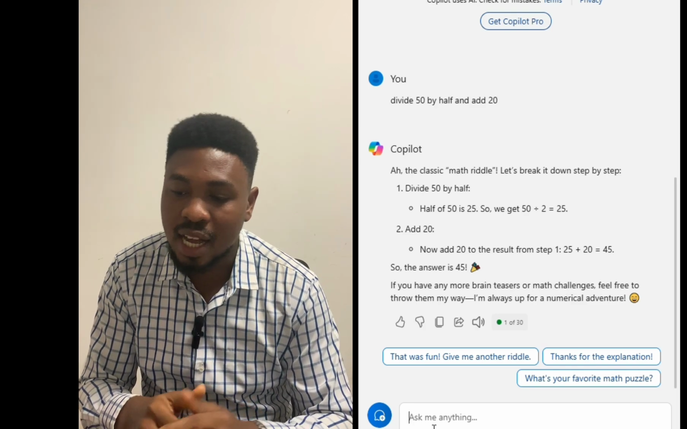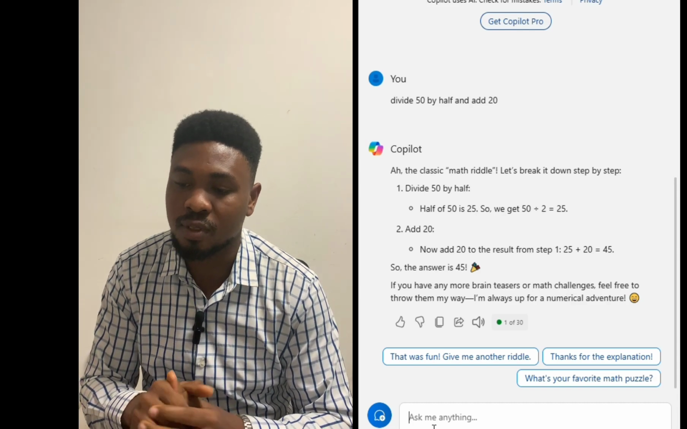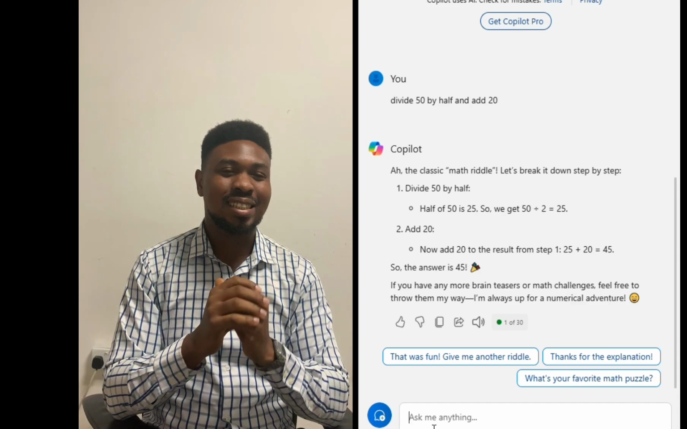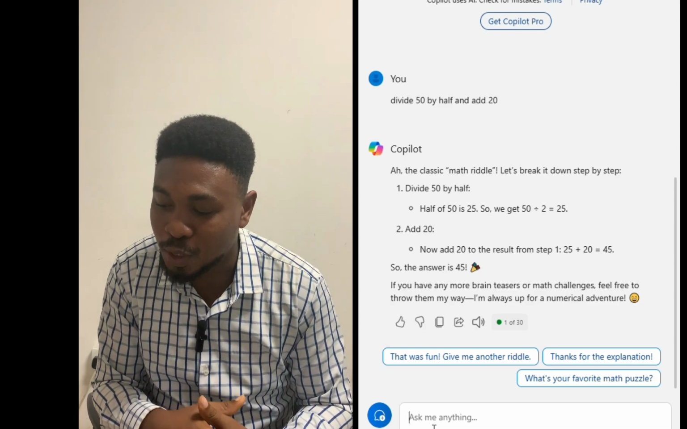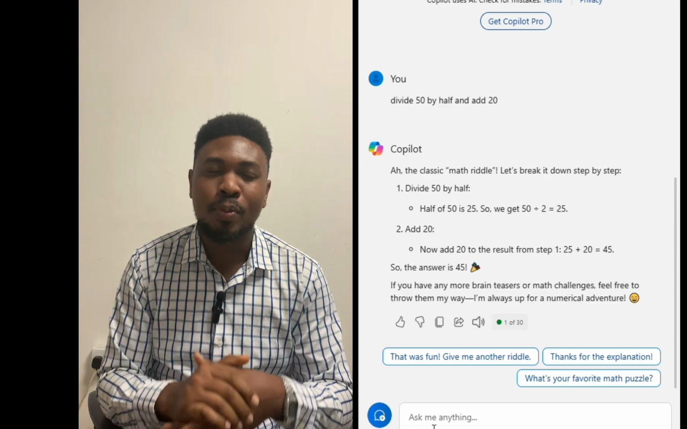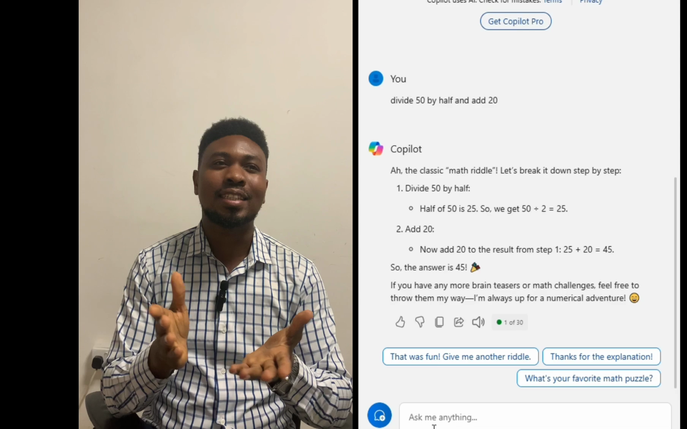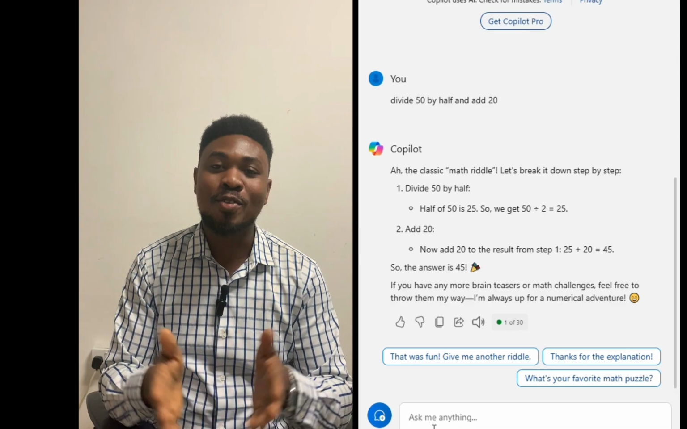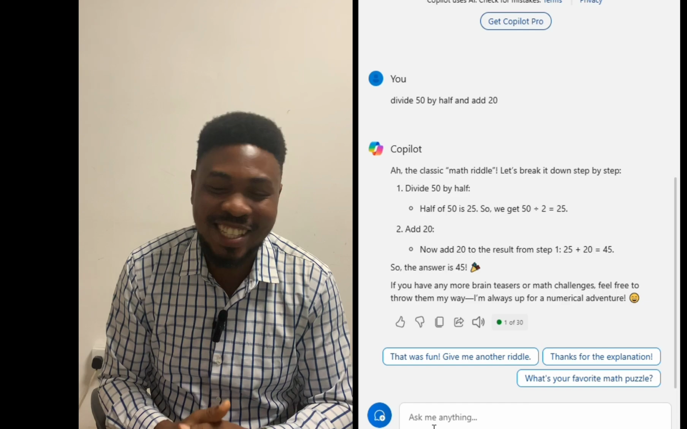Then it said add 20. Now add 20 to the result from step 1. That is 25 plus 20, which is 45. Then that means we're going for option B, that is 45. But on second thought, I was looking at it like, are you sure this is not actually 120? Well, we'll leave it for everybody to go to court. Let's go to court and see what happens.